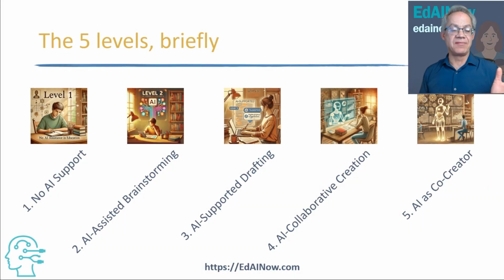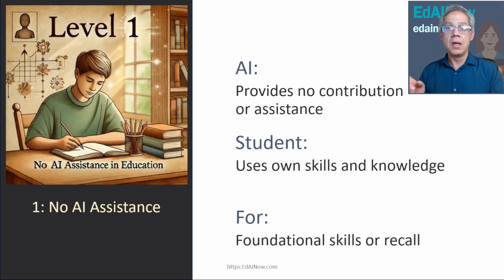So here are the 5 levels briefly, all the way from level 1, which is you may not use AI on this particular assignment, all the way through using AI as a co-creator of our assignments and a co-creator of our products. Let's talk about each one of these, what they look like, and what they're used for. So, level 1 is the simple one. For this assignment, no AI.